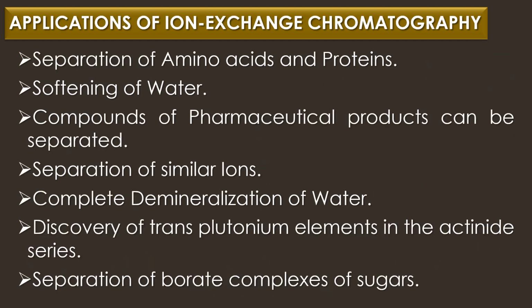Applications of ion exchange chromatography. Ion exchange chromatography is used for the separation of amino acids and proteins. Ion exchange chromatography is used in softening of water. The compounds of pharmaceutical products can be separated by ion exchange chromatography. Ion exchange chromatography is used for the separation of similar ions. Ion exchange chromatography is involved in complete demineralization of water or removal of cations and anions.